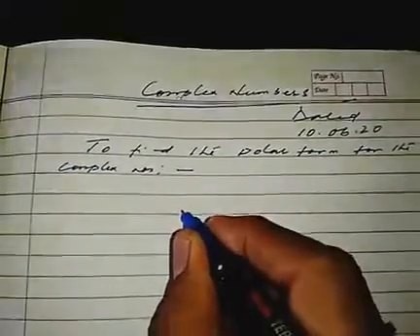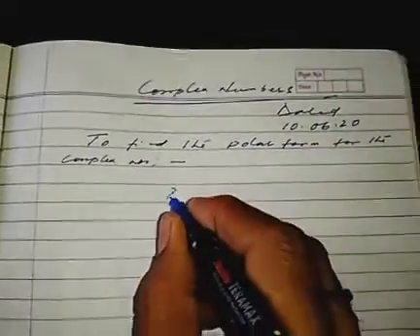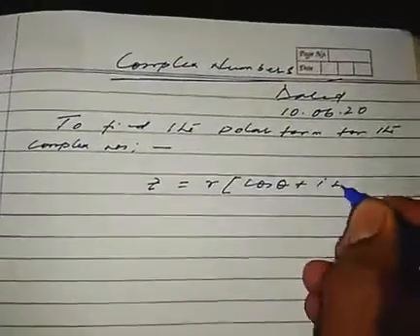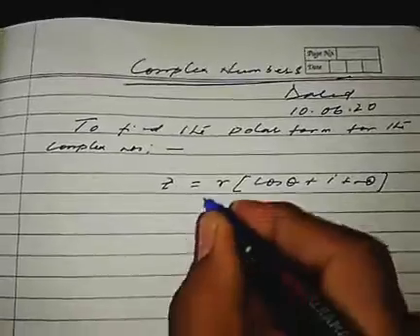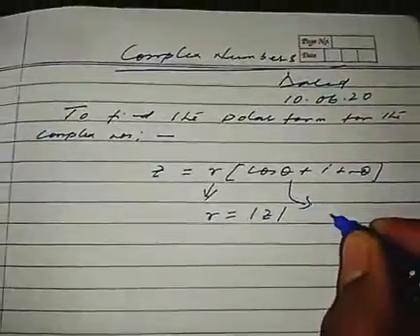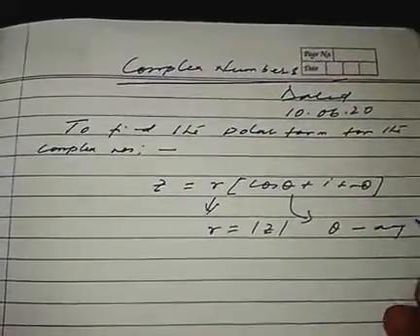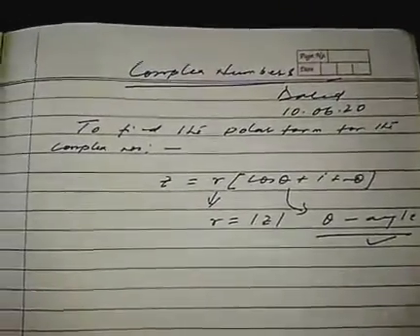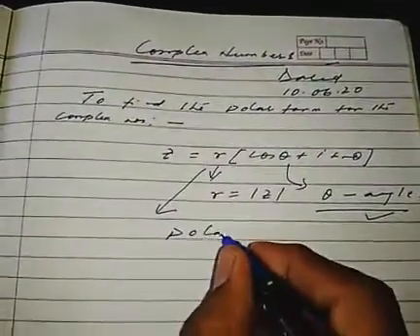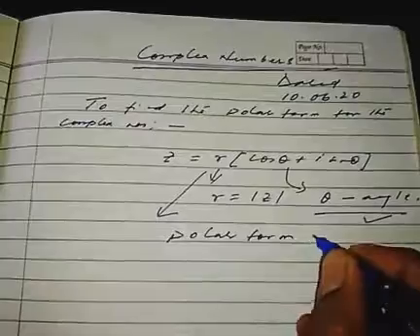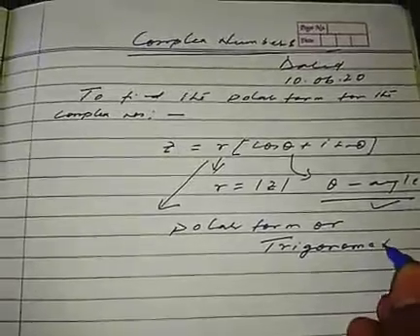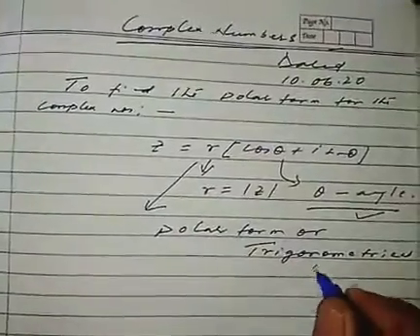As we have already discussed, z is equal to r (cos theta plus i sin theta) is basically the polar form, where r is equal to mod of z and theta is the inclination, that is the angle of the complex number with the initial axis. So how will we find it? This is the polar form, or the trigonometrical form. This is the trigonometrical expression for the complex number.